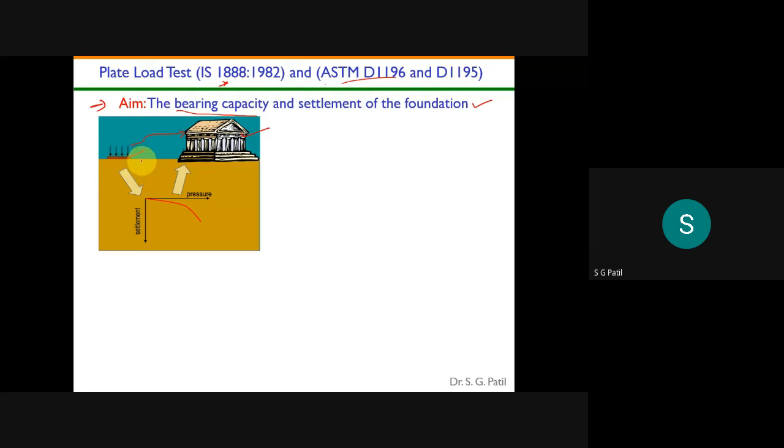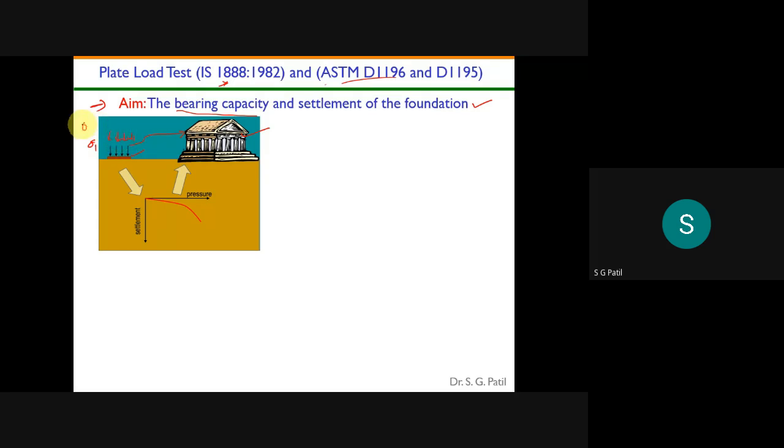with respect to time how the settlement is going on. Suppose first I will apply some sigma 1 pressure, and then I will take readings for 24 hours, how much it is settling under this load. Then next day I will come and put another load on this plate.